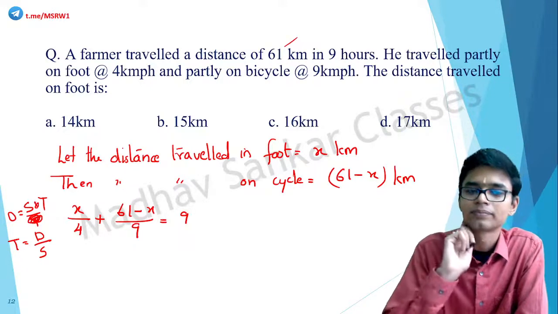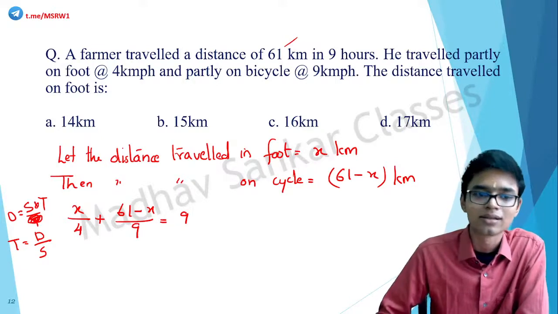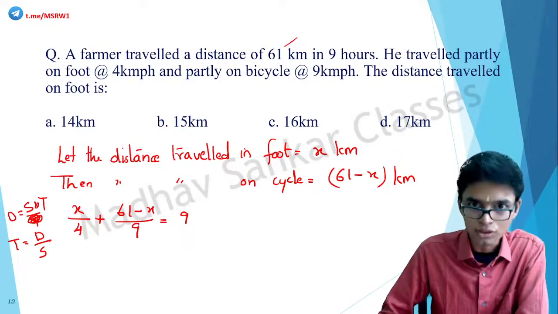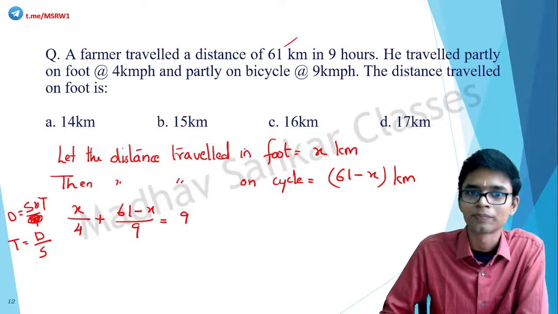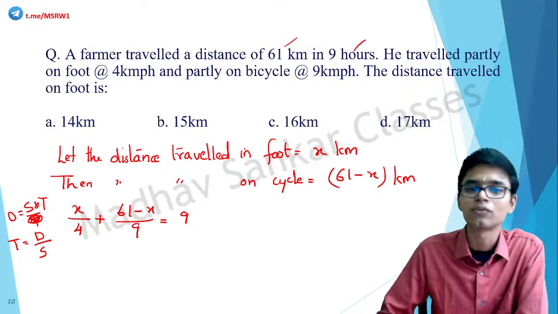9. Is this correct? X is the distance and 4 is the speed. Okay, so basically we are getting time. Distance by speed is equal to time. So this time on foot plus this time on bicycle, that is the total time. Correct? That is given as 9 hours. Now simply solve for the value of x and that is your answer.